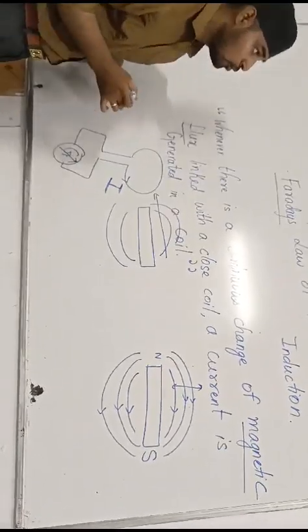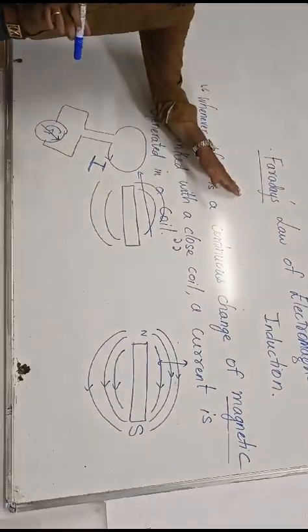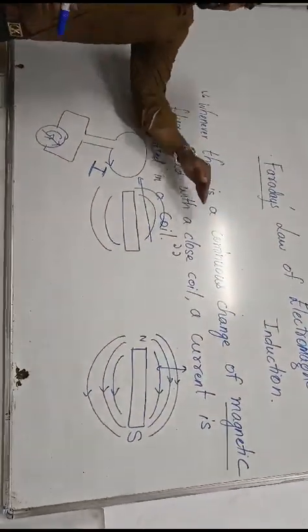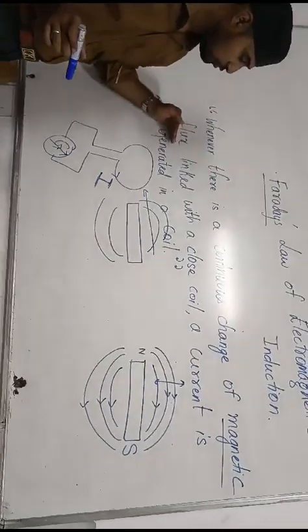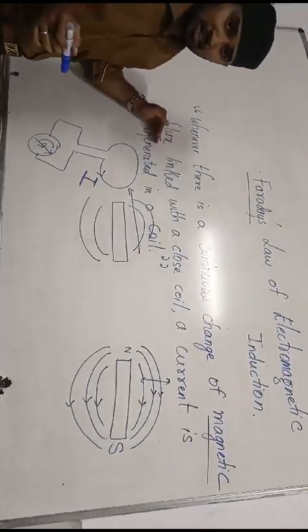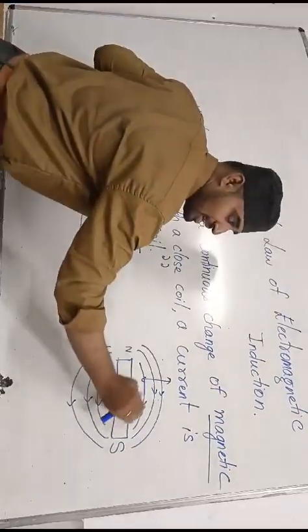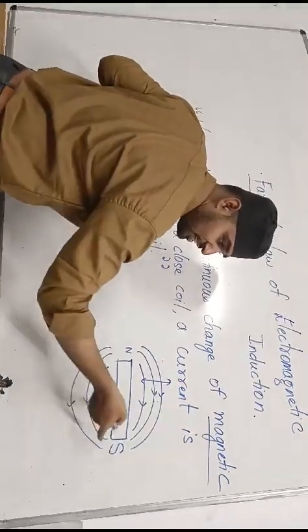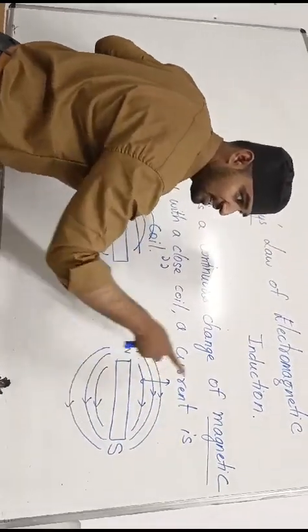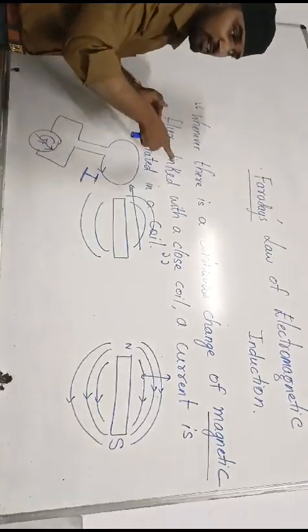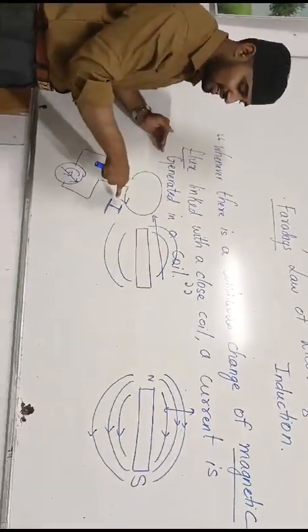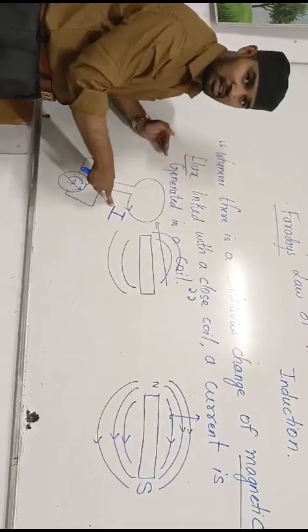I repeat, what is Faraday's law of electromagnetic induction? Whenever there is a continuous change of magnetic flux, and I already said what magnetic flux is, the number of magnetic field lines present around the magnet, linked with a closed coil, a current is generated in the coil.